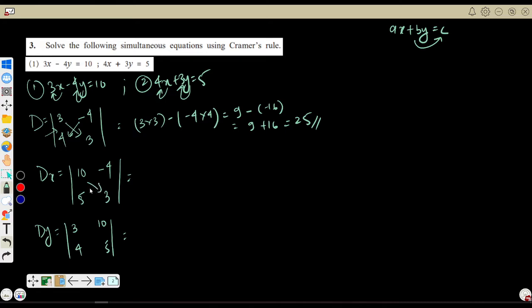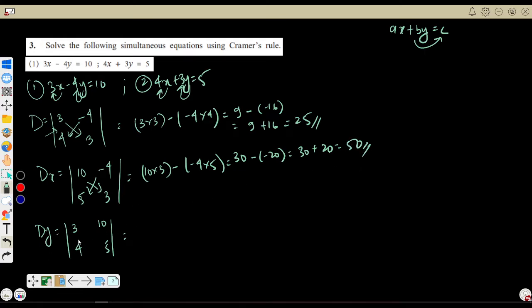Now solve the second determinant, that is dx. So 10 multiplied with 3 minus 4 into 5. This will give you 30 minus 20, which is 30 plus 20, which is 50.